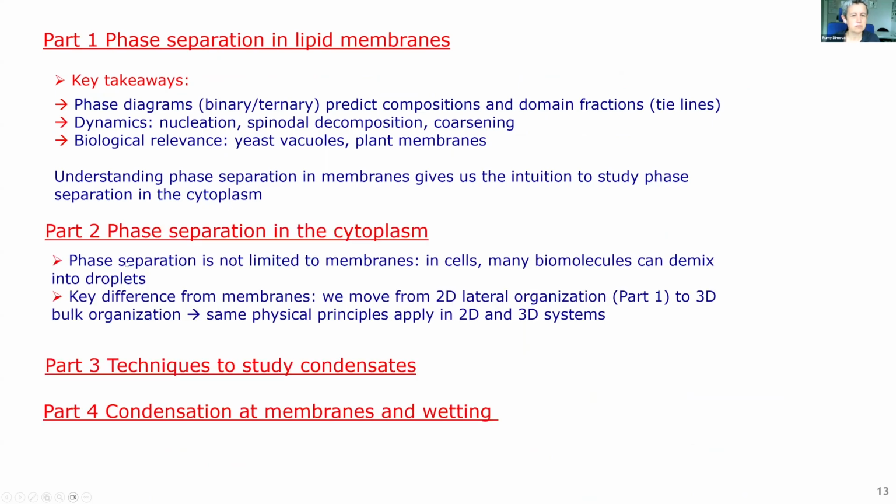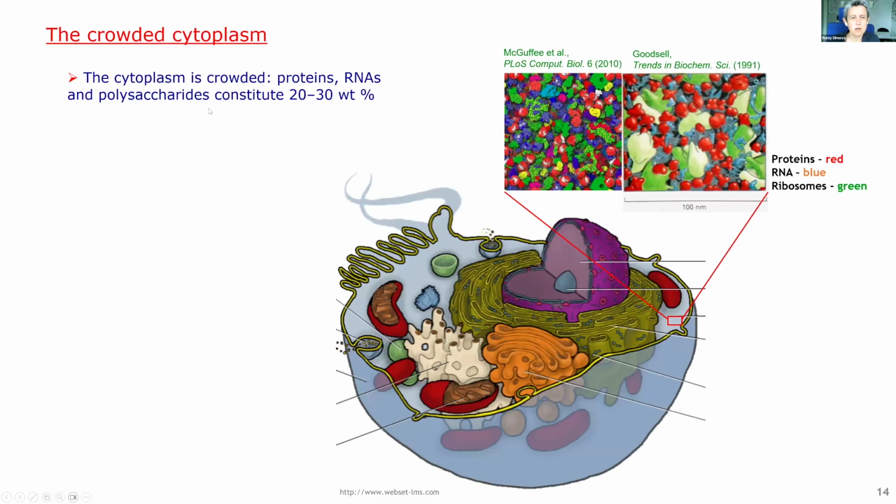And now we go to phase separation in the cytoplasm. So this was two-dimensional phase separation in the membrane. Now we go to three-dimensional phase separation in the cytoplasm. The same physical principles apply here. And why are we talking about phase separation in the cytoplasm? Because it happens and it produces membraneless organelles or condensates.